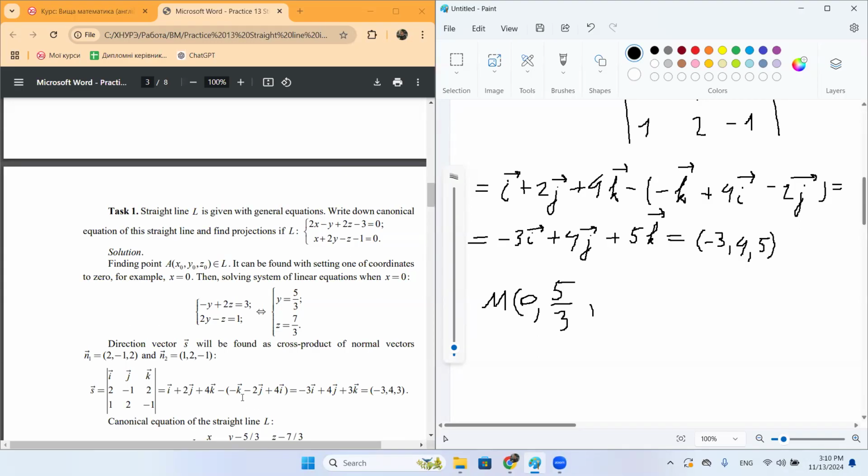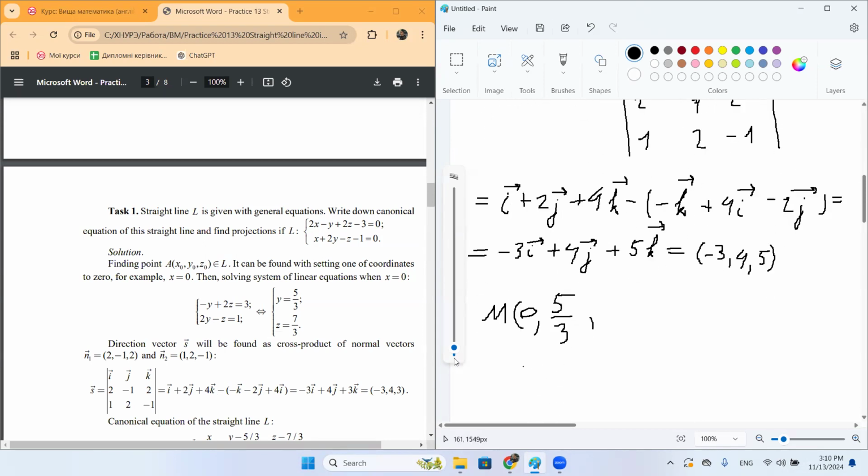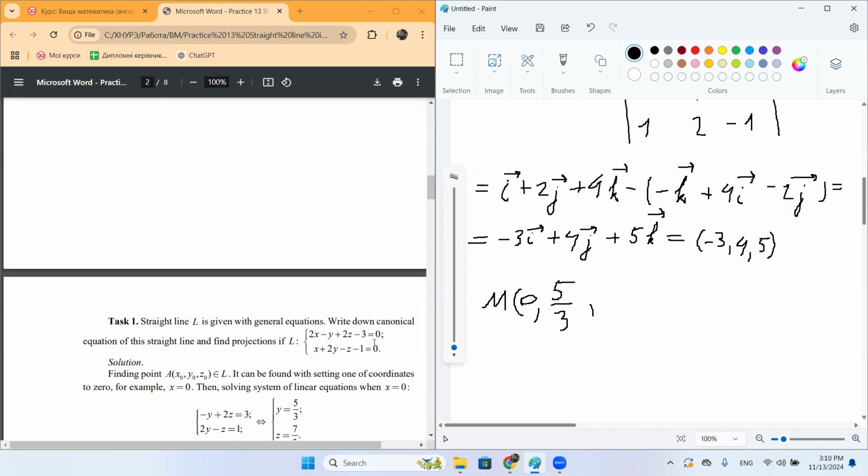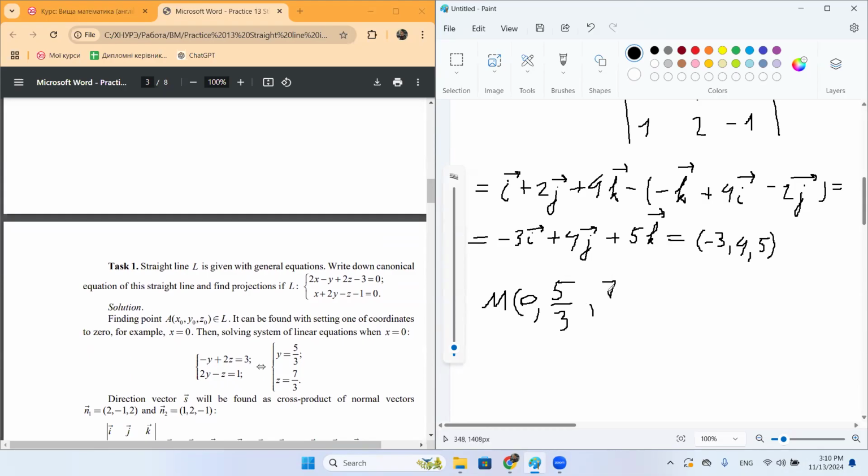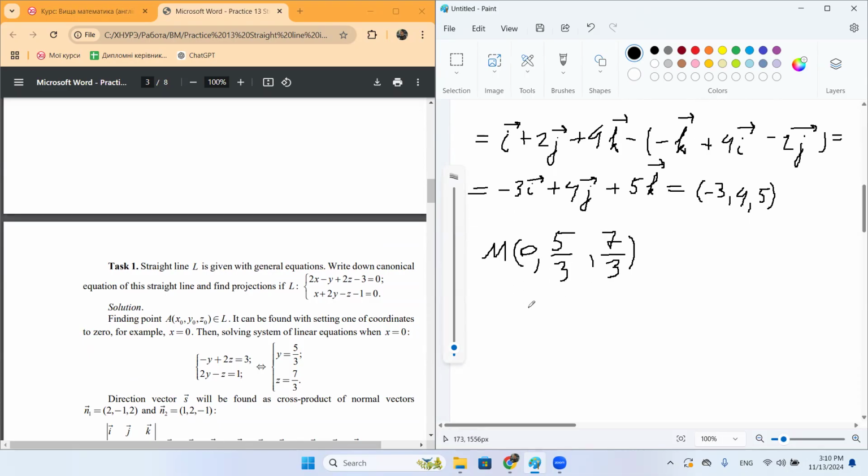Incorrect here, by the way. Yeah, so I confused the minuses. Okay, now we'll correct it. So 7/3, and we have a direction vector. So the canonical form of the line L.